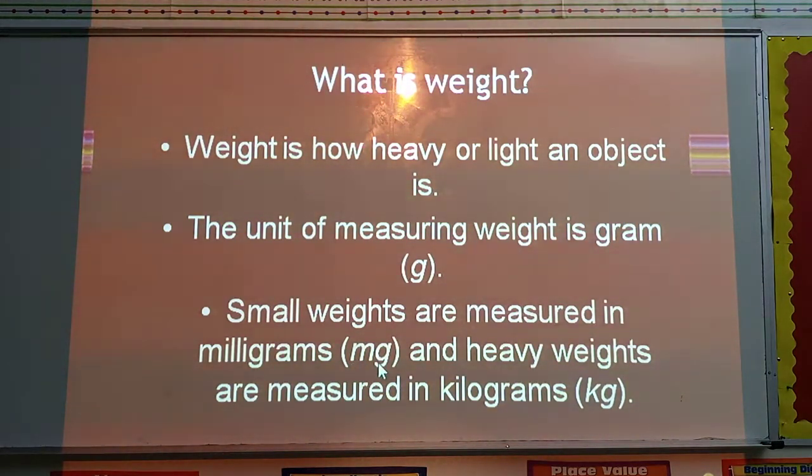And heavy weights are measured in kilograms. This is a new one. Kilo means 1,000. Okay, now don't get it confused. Milli means 1,000, which means you have to divide the gram into 1,000 parts, while kilo means 1,000, which means you have to multiply the gram by 1,000.